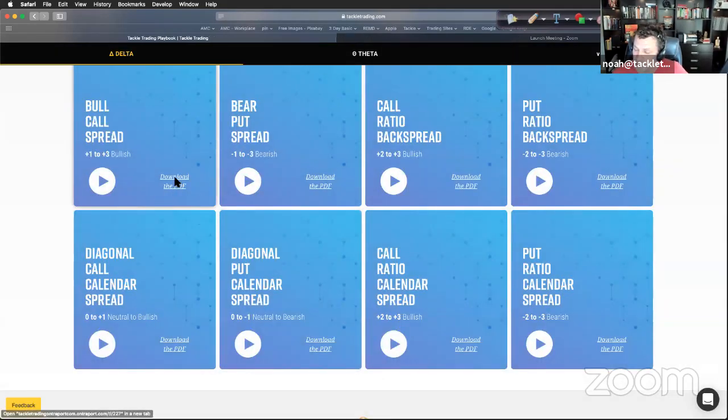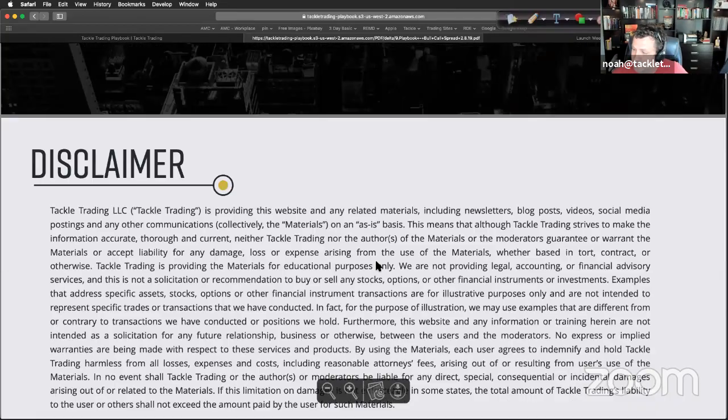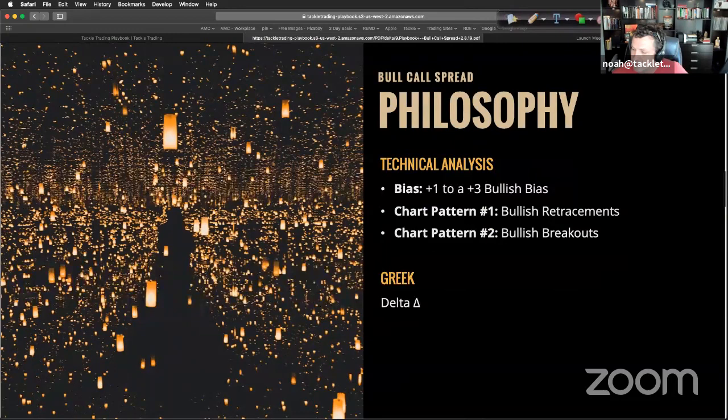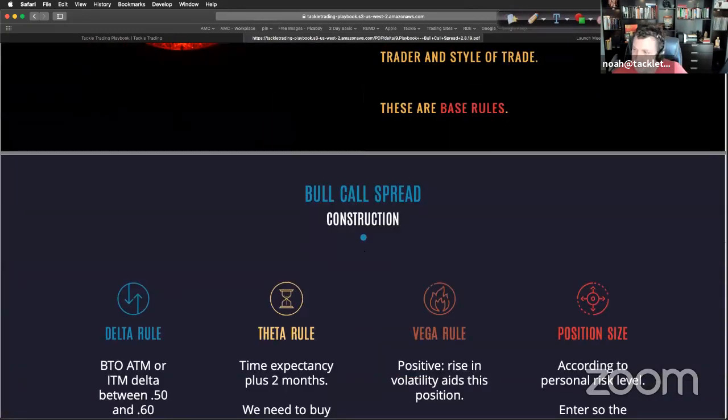You can also download the PDF. And when you download that PDF, it gives you definitions, general philosophy, and some rules and guidelines. So you can use that. And I know a lot of you love that playbook. So that's very, very useful.